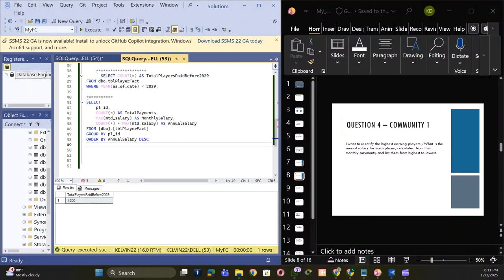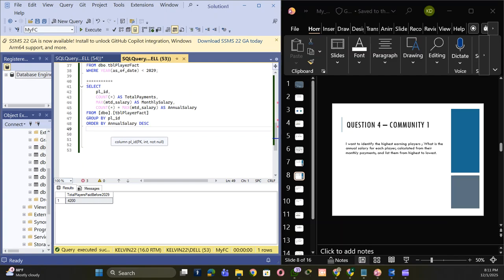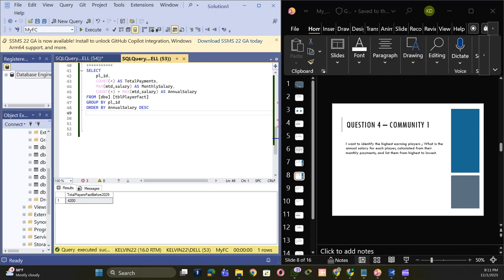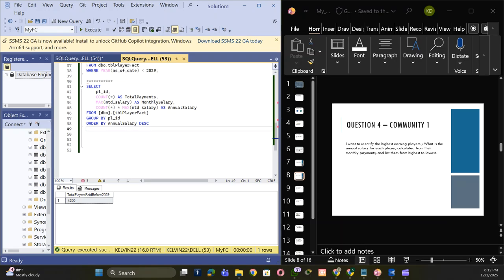So the group by player ID ensures the calculation is done for each player separately, and the order by annual salary descent lists players from highest to lowest annual salary. So let's run this query and see what it brings up.